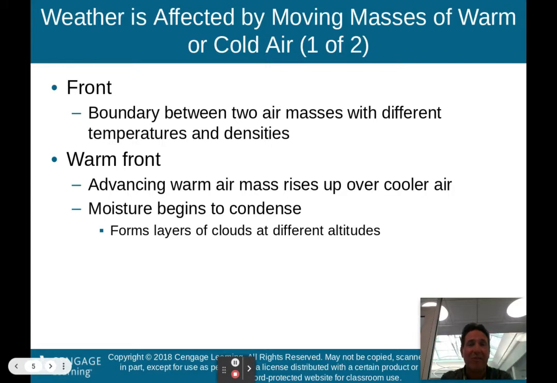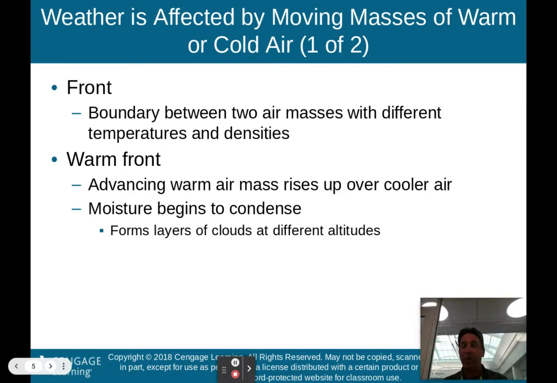Very similar if any of you guys are into history or into the military, right? What do we say? There's a front, right? That's where the battle takes place, right along the front, the boundary between two different armies. Well, same thing in weather. It's just instead of armies, we're talking about two different air masses. There are a bunch of different types of fronts. We're only going to really need to concern ourselves with two in this class.